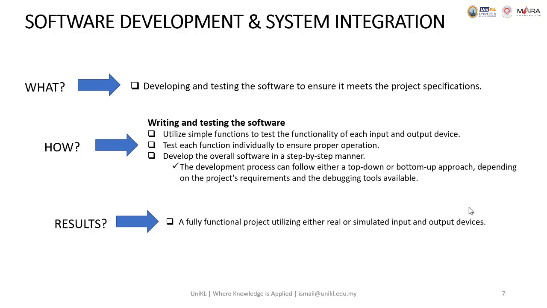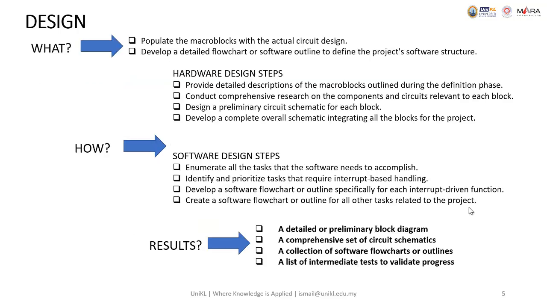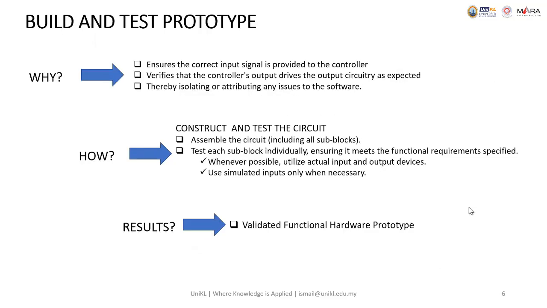So what actually is this stage? Developing and testing the software to ensure it meets the project specifications. How? In writing and testing the software, we utilize simple functions to test the functionality of each input and output device. Test each function individually to ensure proper operation. So we should know how to test the functions. Then develop the overall software in a step-by-step manner. The testing here is still the intermediate test that we developed in the design stage.